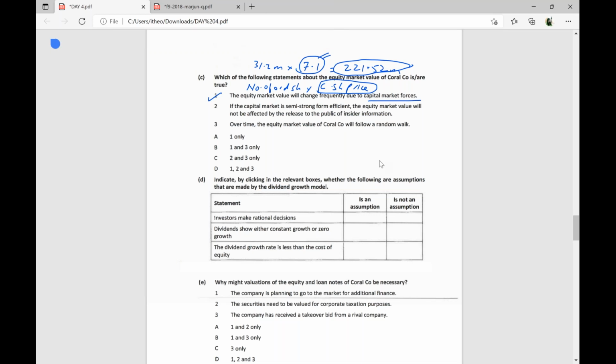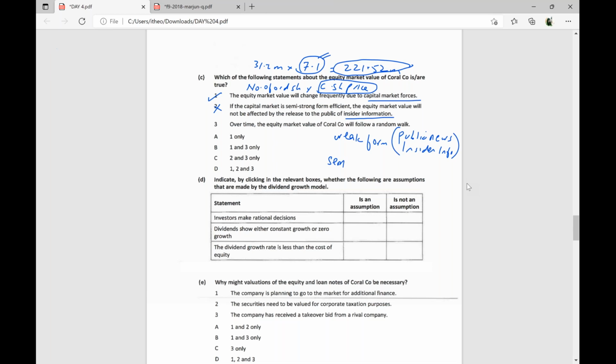If the capital market is semi-strong form efficient, the equity market value will not be affected by release of insider information. This statement is a conceptual statement and this is wrong. Why? You were taught from the Kaplan study text, and those who haven't studied this should listen. If market is weak form efficient, it can get affected by public news or information as well as insider information.